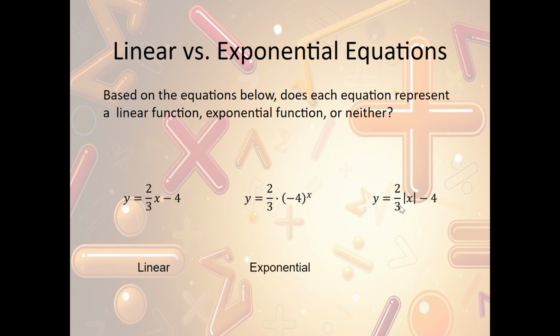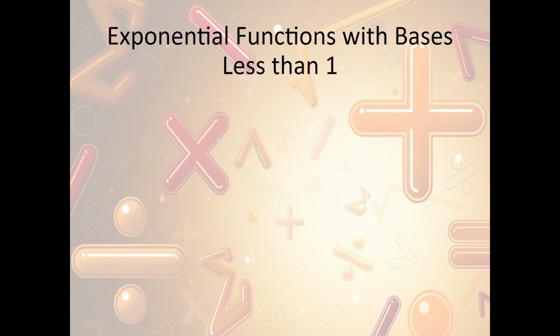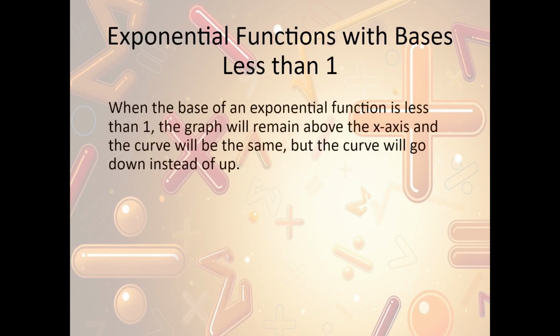This one says y equals 2/3 times the absolute value of x minus 4. Again, it looks similar to this one. We have x to the first power and y to the first power, but the absolute value changes things, so it is neither linear nor exponential. Now, let's take a look at exponential functions with bases less than 1. So when the base of an exponential function is less than 1, the curve will remain above the x-axis, and the curve will be the same, but the curve will go down instead of up.